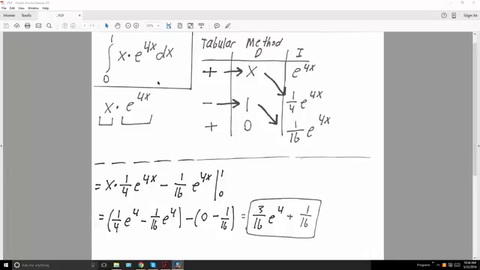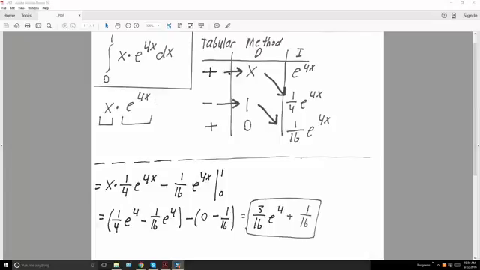Okay, in this question we want to find the definite integral of x times e to the 4x. And in order to solve this question, we have to do integration by parts, or a form of integration by parts, the tabular method. And so for this question, you see there's two distinct things. You have x and you have e to the 4x.